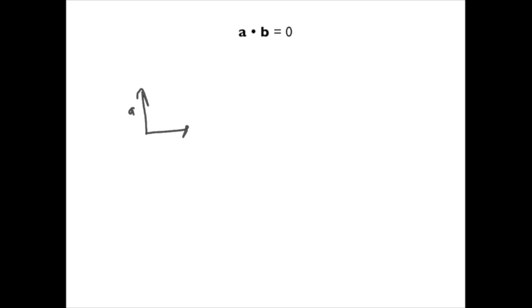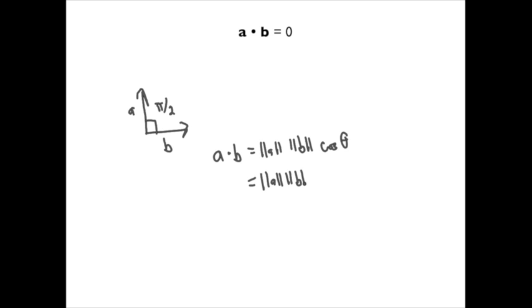If a and b are orthogonal, then the angle between them is pi over 2. So if we plug this into our equation that we just derived, we have that the dot product of a and b is the magnitude of a times the magnitude of b times the cosine of pi over 2. And since the cosine of pi over 2 is 0, we find that the dot product of a and b is indeed 0.